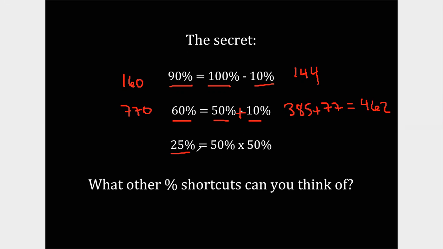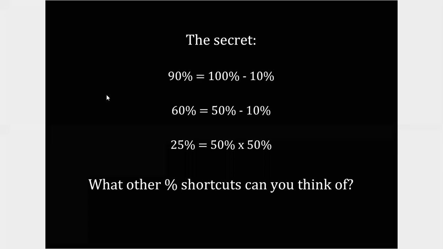Now another example of 2 easy steps being better than 1 hard step is calculating 25% of something. 25% is simply half of half. So if you can calculate half of something, you do that once, and then you calculate half again, you've got 25%. So what other percent shortcuts can you think of? Feel free to leave them in a comment below. And if there's something interesting enough for another video, I'll be more than happy to make a video related to it in the future.